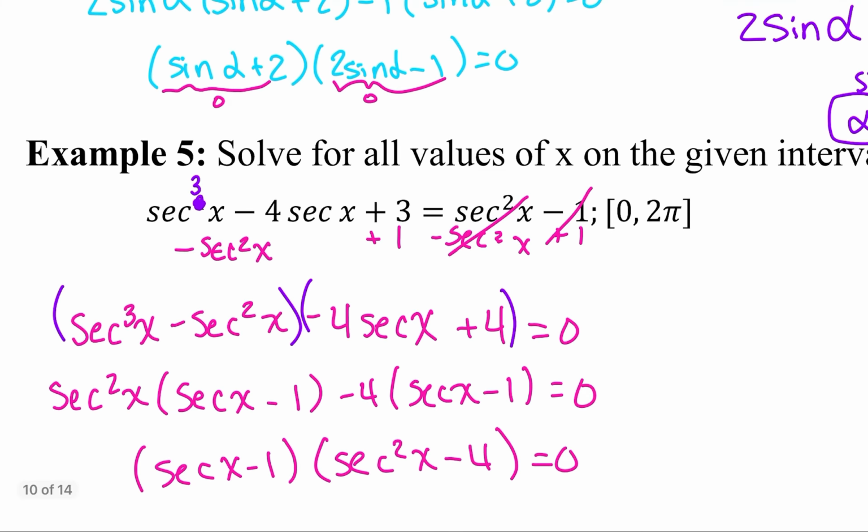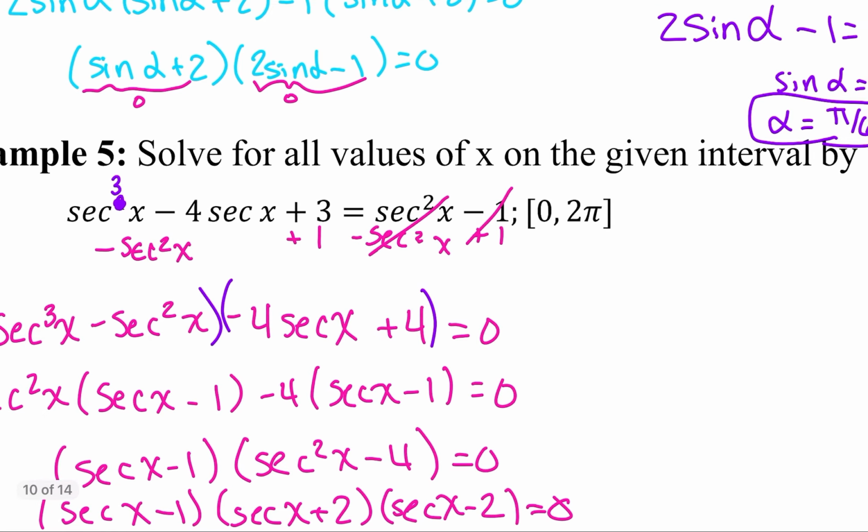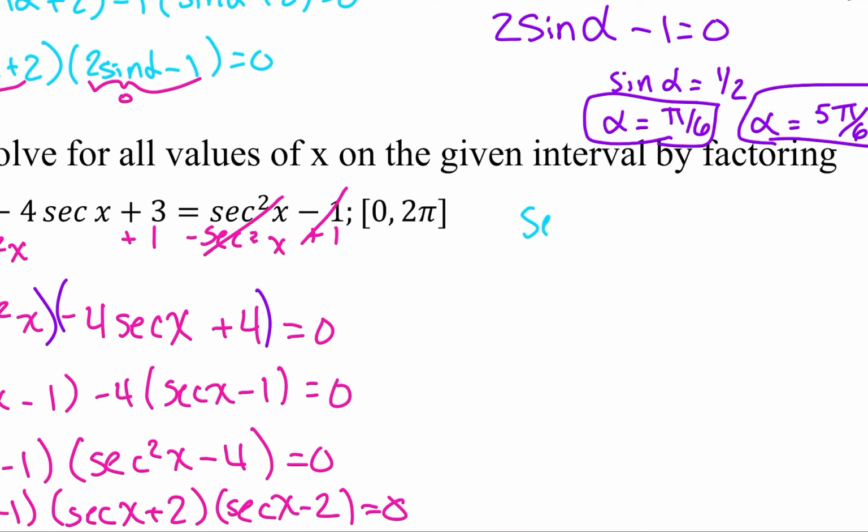Before I keep going though, I definitely see that I could factor even further. This right here is a difference of 2 squares, so I'm going to be able to take that even further. So I know that this will be secant x minus 1, and that's going to factor into secant plus 2 and secant minus 2. So we're in good shape now to solve this. Bringing these over here, we got 3 equations to work with. So the first one is secant x minus 1. So secant x minus 1 equals 0. So I'm going to add 1, secant of x equals 1.